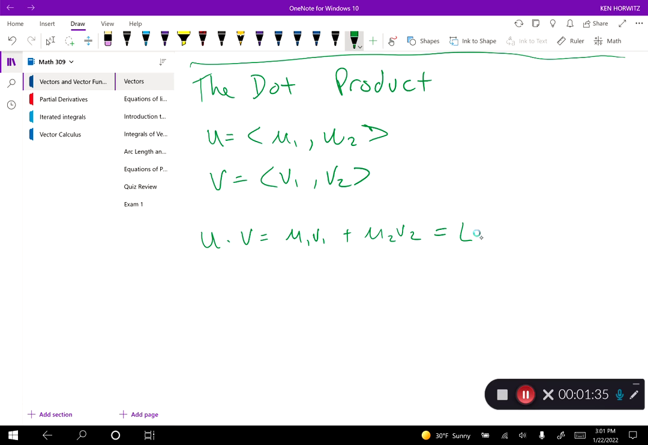And that is going to be your scalar answer. If your vector is in 3-space, for example, if we have a 3-dimensional vector, so I have u3, and then v3, we just extend our dot product to add u3 v3, and then it equals L. Either way, if you're doing the dot product, it's going to result in a scalar answer.